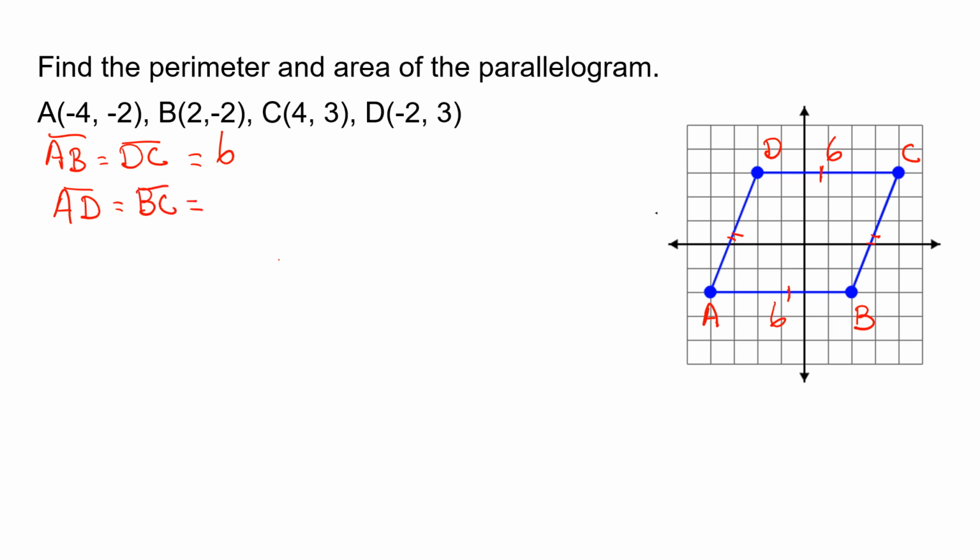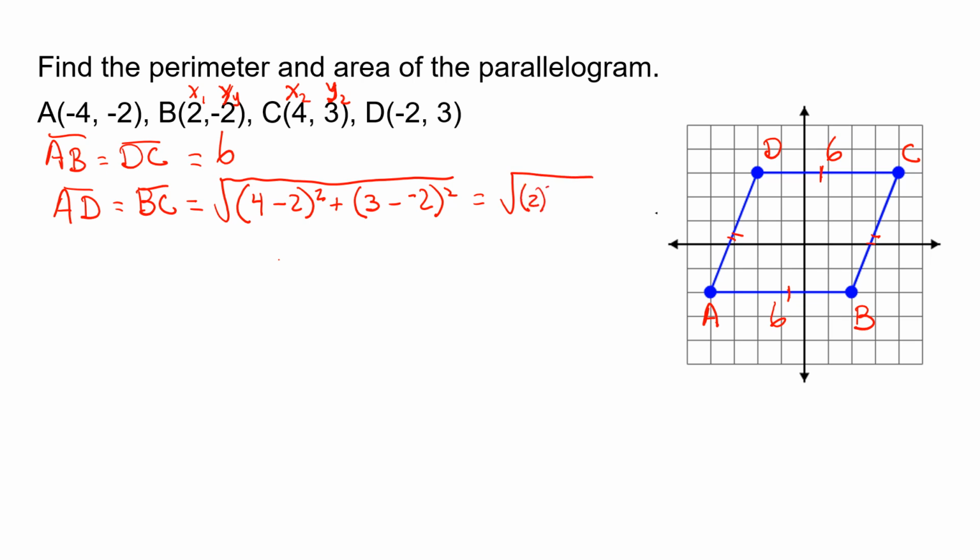So I'm going to use the distance formula using side BC. So x1, y1, x2, y2. So I'm going to do the square root of x2, which is 4, minus x1, which is 2, squared, plus y2, which is 3, minus a negative 2 squared. And I'm going to work that out by following order of operations. 4 minus 2 is 2 squared, plus 3 plus 2 is 5 squared.